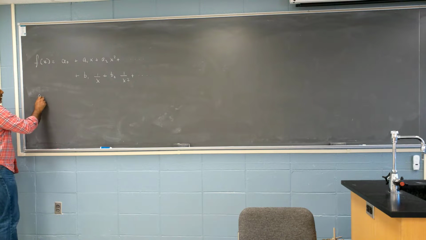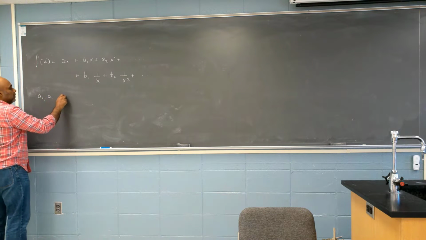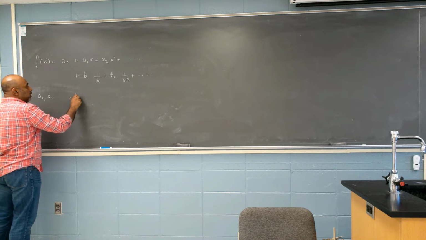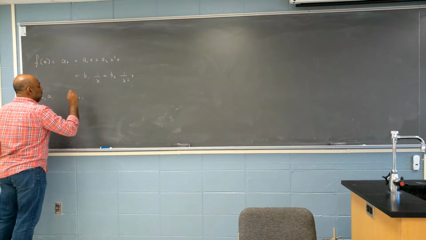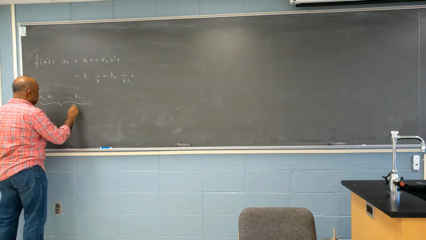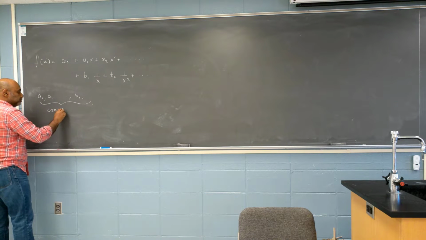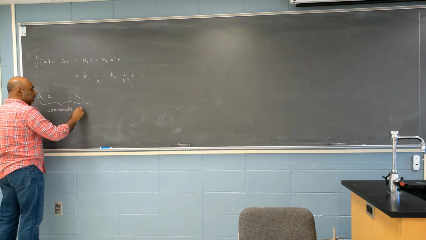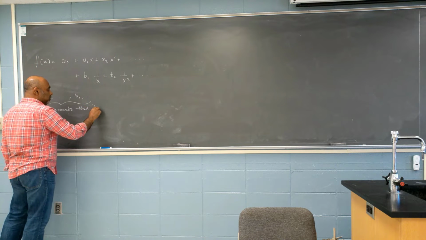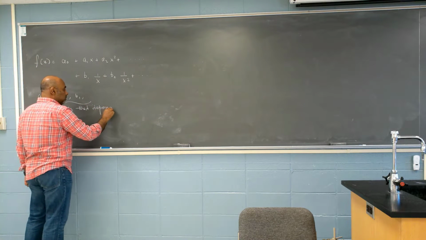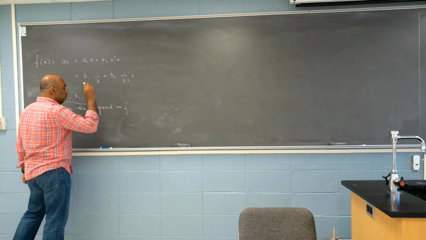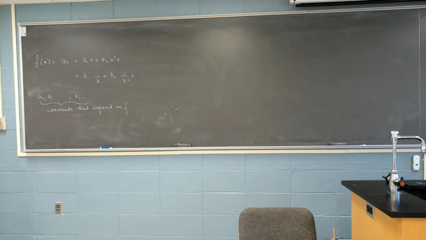So here, a0, a1, b1, these are all constants that depend on f. So this will always work in a certain region. Why did I say certain region?